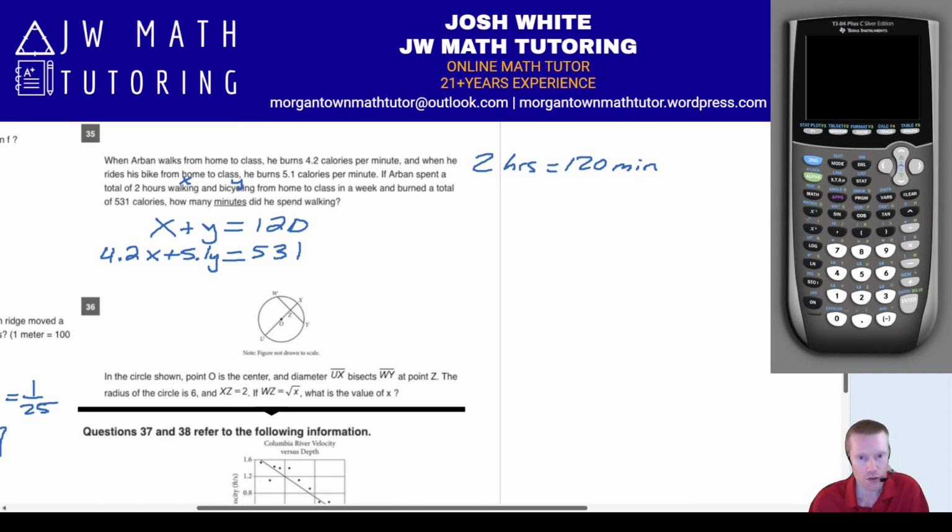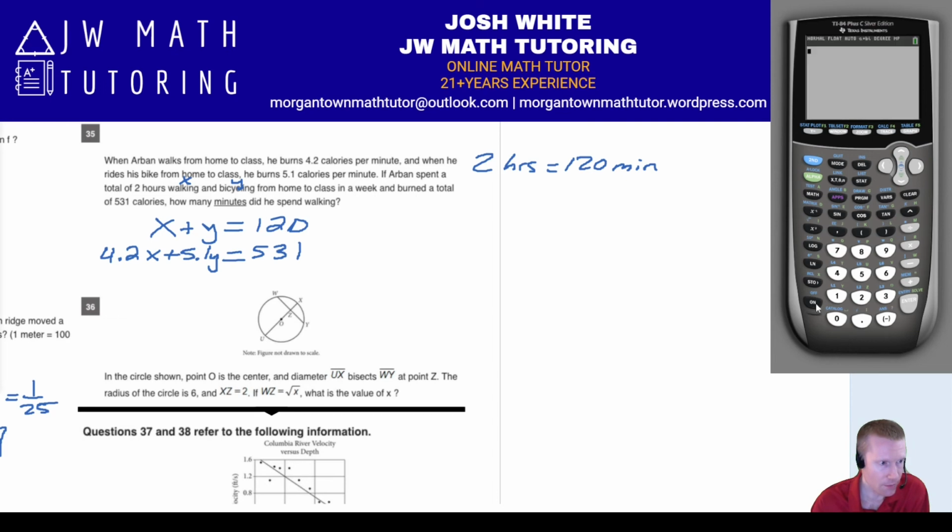Now, you could solve this out by hand. I'm not going to bother doing it just because of the decimals and the amount of work involved. I'm instead just going to go straight to the calculator and solve it using matrices on the calculator. You could also technically graph it if you wanted to, but the problem is the numbers come out so large that you're going to have to keep zooming out to actually find the intersection point.